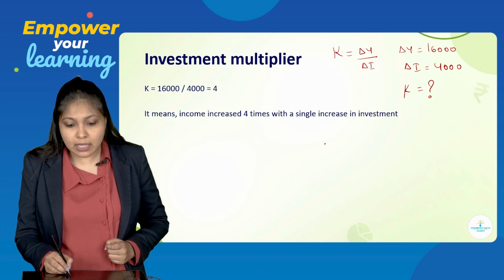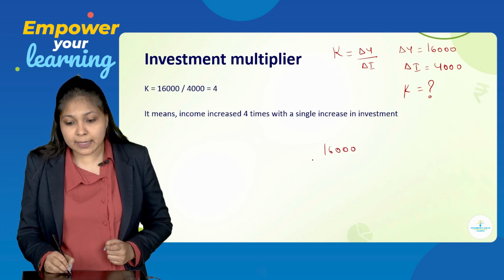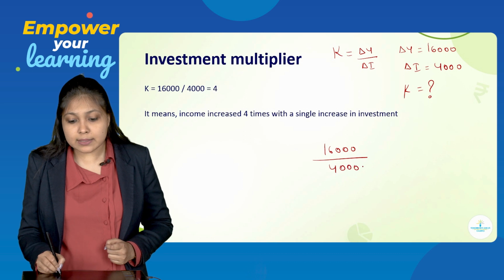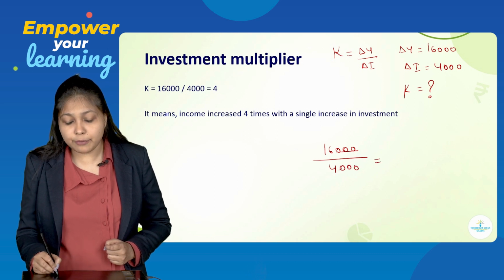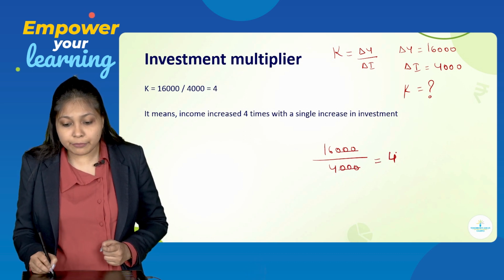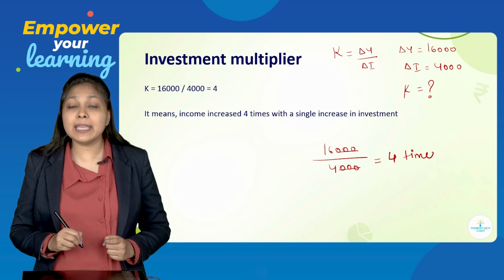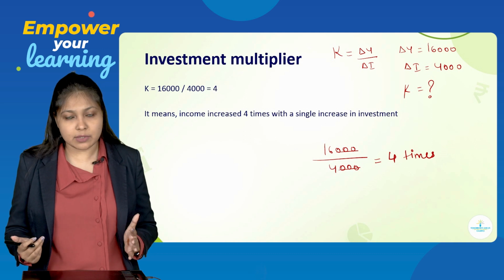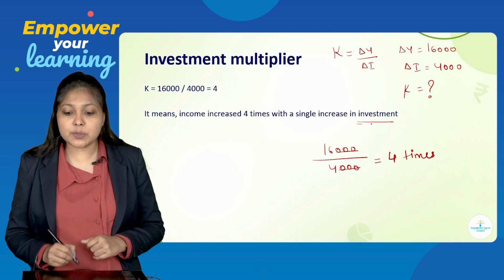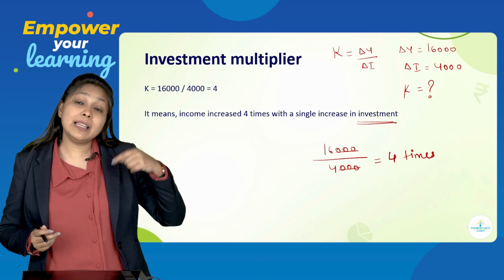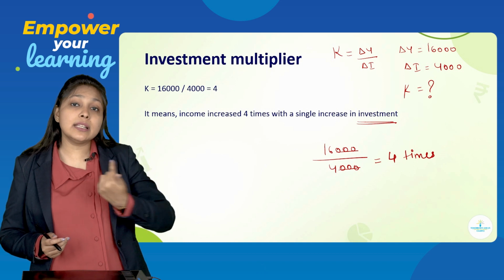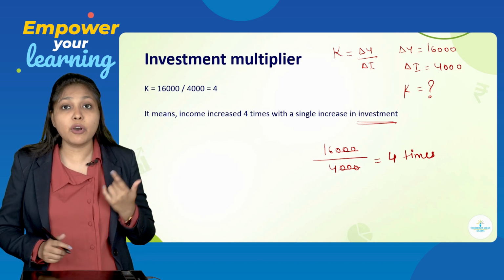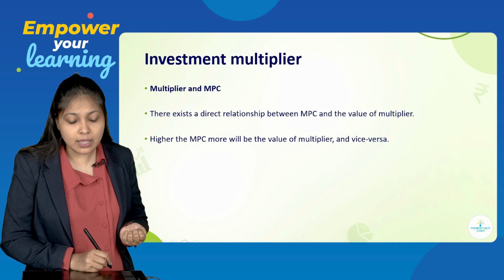So 16,000 divided by 4,000 is equal to nothing but 4. So by 4 times my income is increasing with the increase in investment. So if I do the investment of 4,000, the returns or the income generated in the economy will be 16,000.